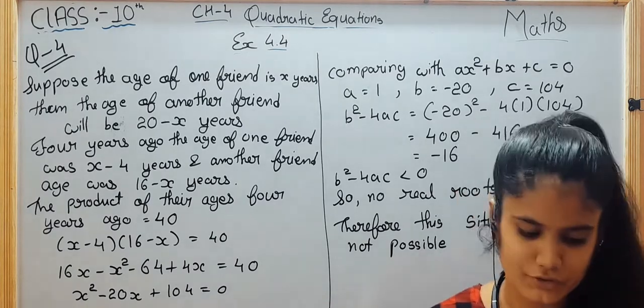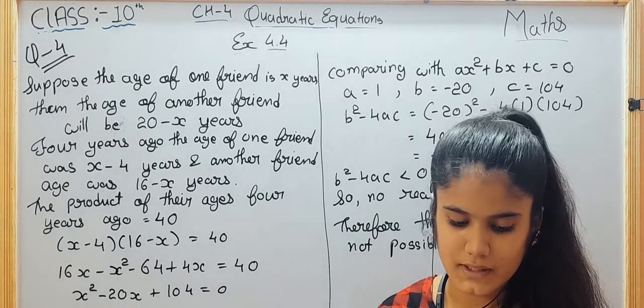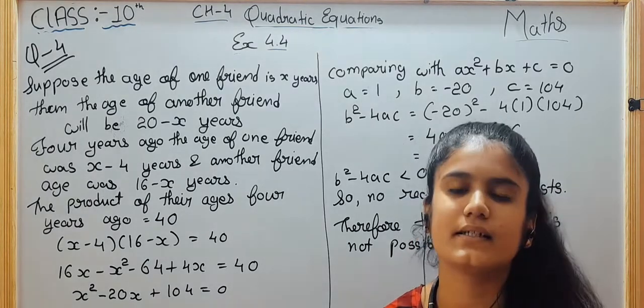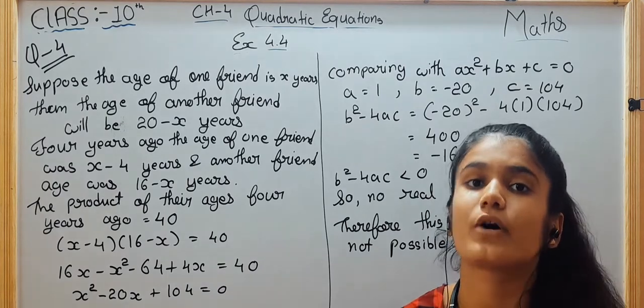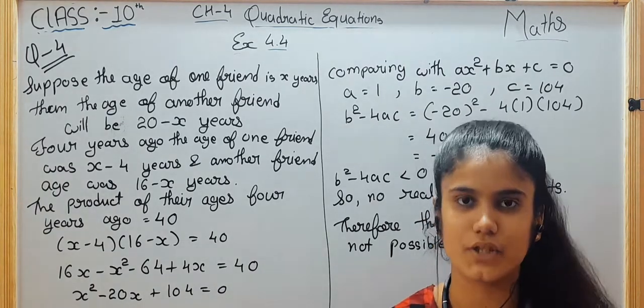In question number 4, it is asked: is the following situation possible? If so, determine their present ages. We have to find whether the situation is possible or not, and if it is possible, we have to find the present ages of them.